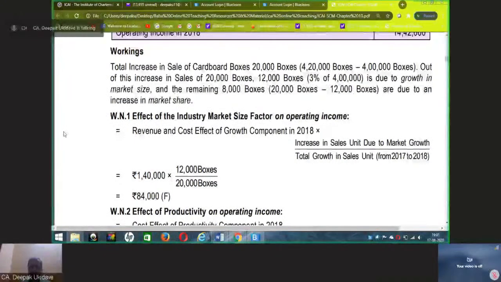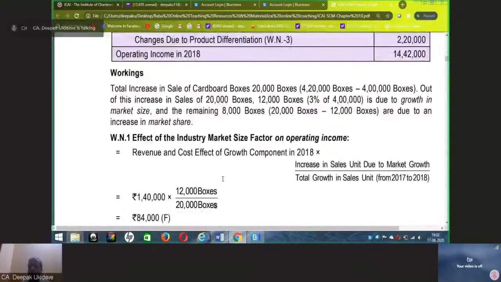So again, going back, we'll keep on moving our cursor up and down, scrolling up and down. See, 84,000 is this figure. All of you can make sense. 84,000.